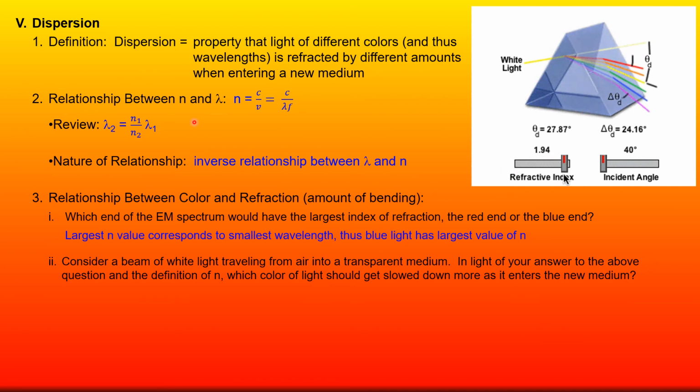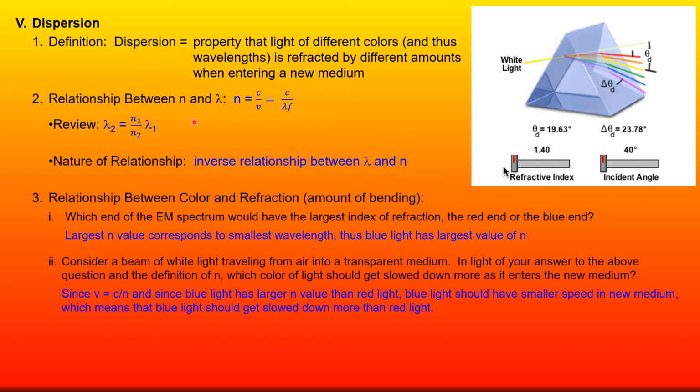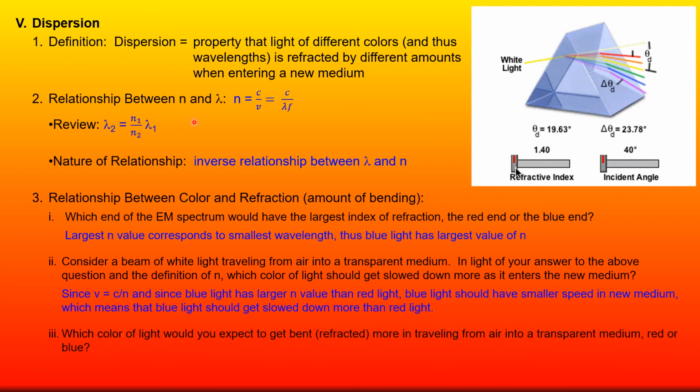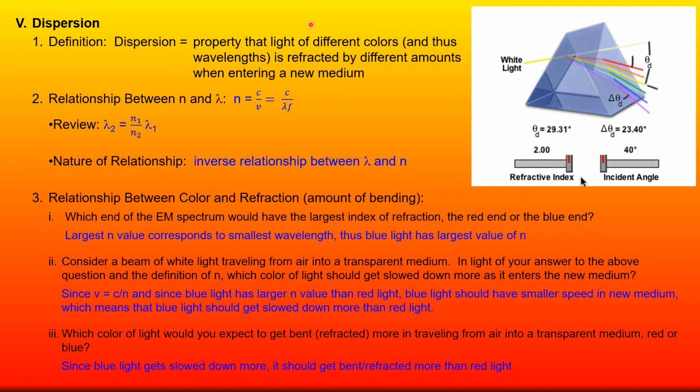In answering this next question, considering a beam of white light traveling from air into a transparent medium, which color of light should get slowed down more as it enters the new medium? Given what we just said, since blue light has a larger index of refraction than red light, blue light should get slowed down more, should have the smaller speed in the new medium, than red light. And if I then ask which color of light you would expect to get bent or refracted more traveling from air into the transparent medium, the red or the blue, we would expect that since the blue light gets slowed down more, it also will get refracted more than the red light. And so you see here in the simulation that the violet or blue light gets bent much more than the red light.